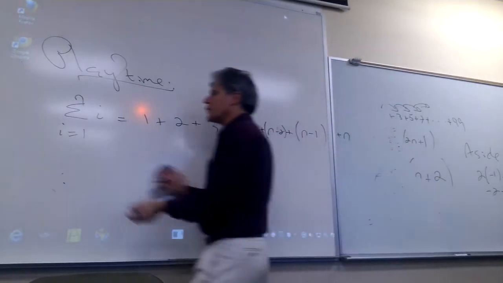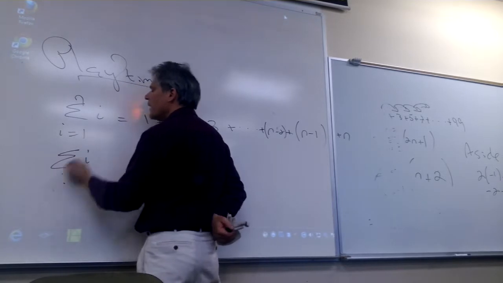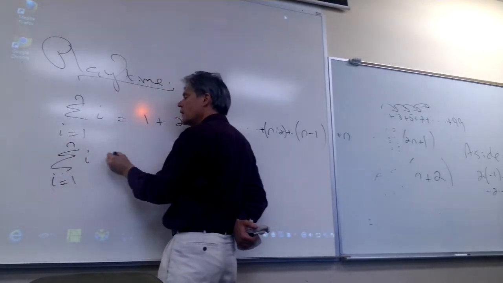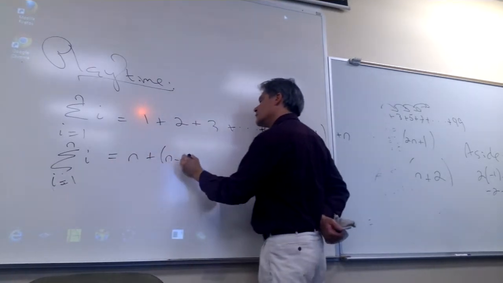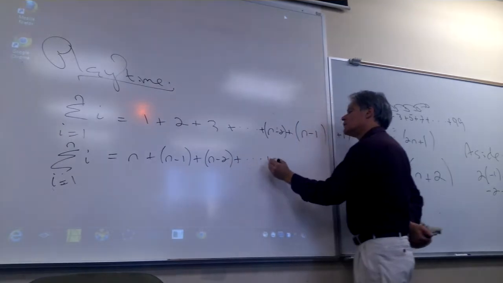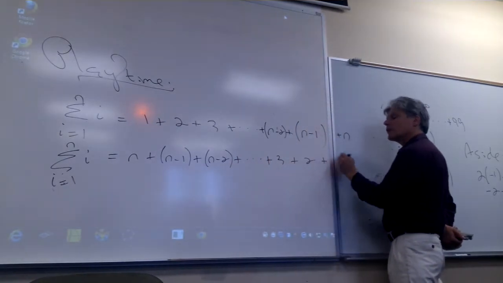Let me say it again. The sum of i as i ranges from 1 to n. I'm just going to write things backwards. Isn't this n plus n minus 1 plus n minus 2 all the way down to 3 plus 2 plus 1?